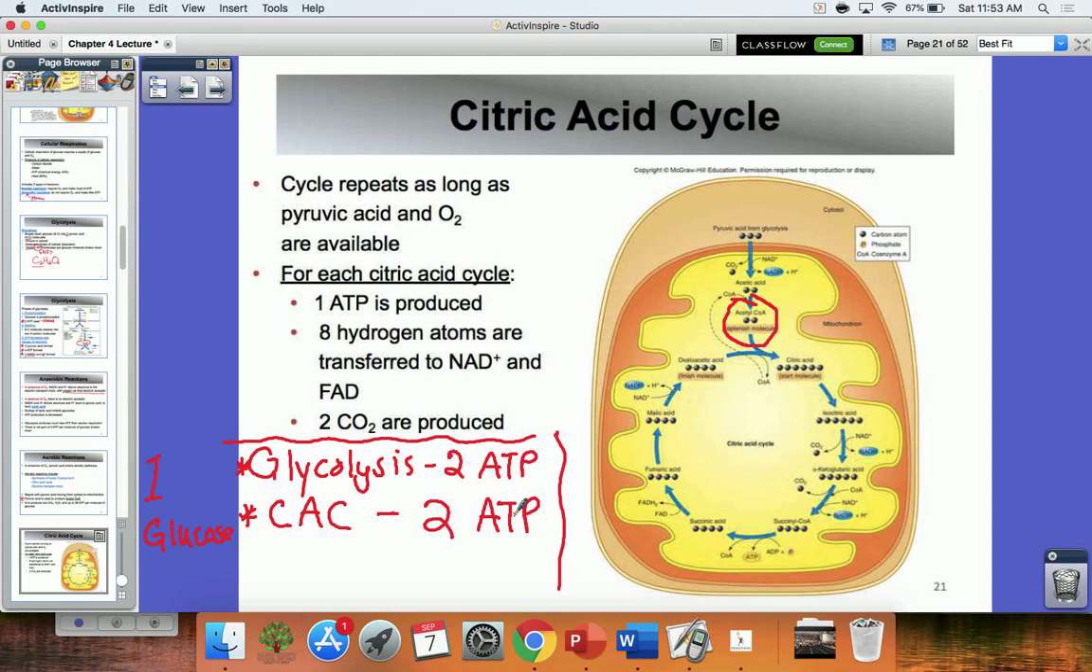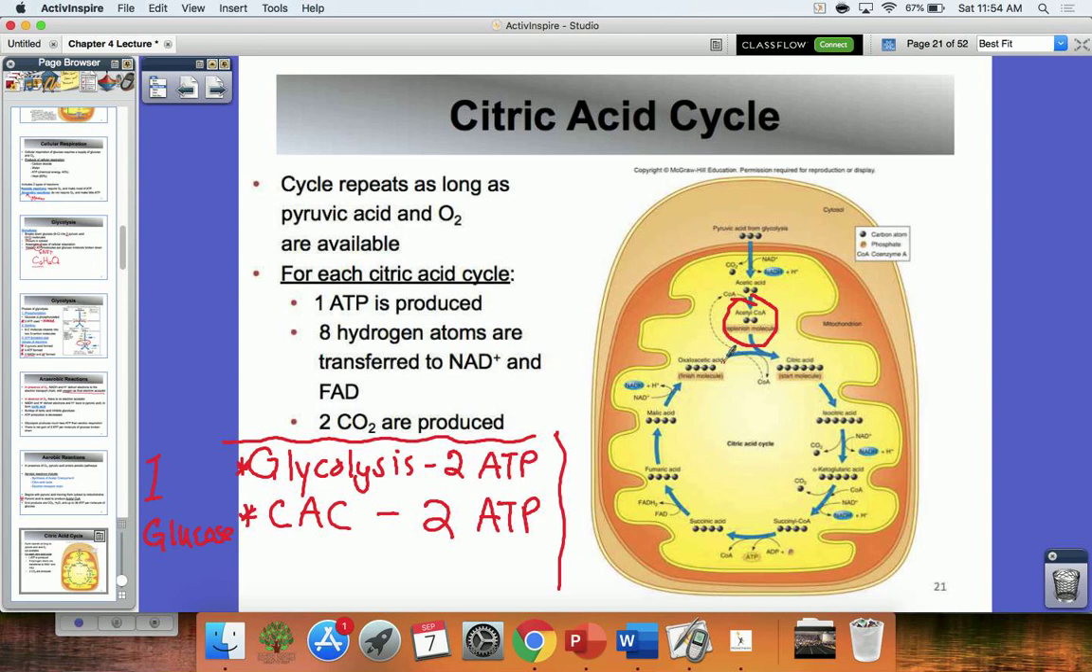And the reason why we're doing two ATP is because, remember, glycolysis has two pyruvic acid molecules that it will form. For each pyruvic acid molecule, they're going to enter the citric acid cycle once. Once the first one enters, it's going to produce one ATP, and then a second pyruvic acid molecule is going to go through, and that will produce the second ATP.